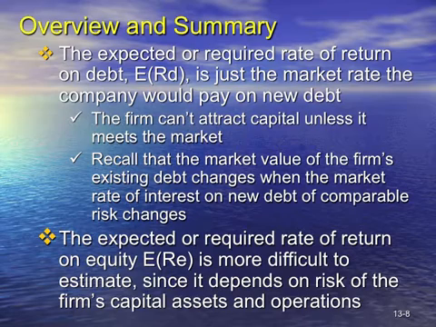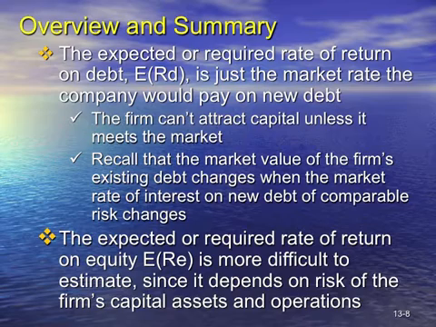So it is your new debt that you might issue that will inform you of the required return to debt. Recall that the market value of the firm's existing debt changes when the market rate of interest on new debt of comparable risk changes. So what in fact happens to the yield to maturity or the current yield on your 7% coupon debt if market rates change? So does the yield to maturity on your old bonds. Your coupon rate stays the same. That's part of the contract.